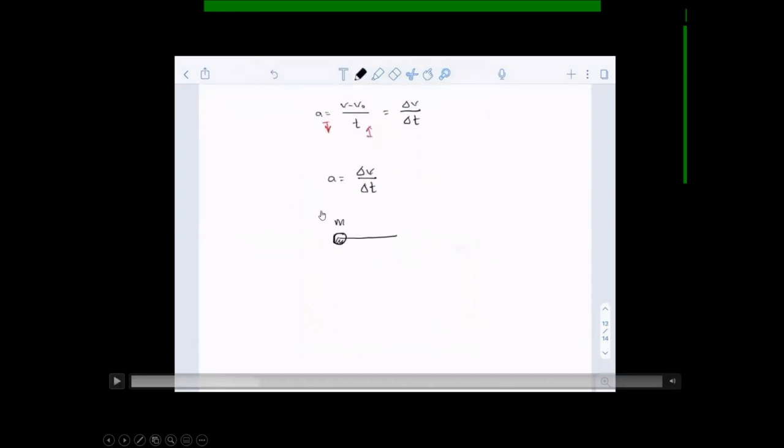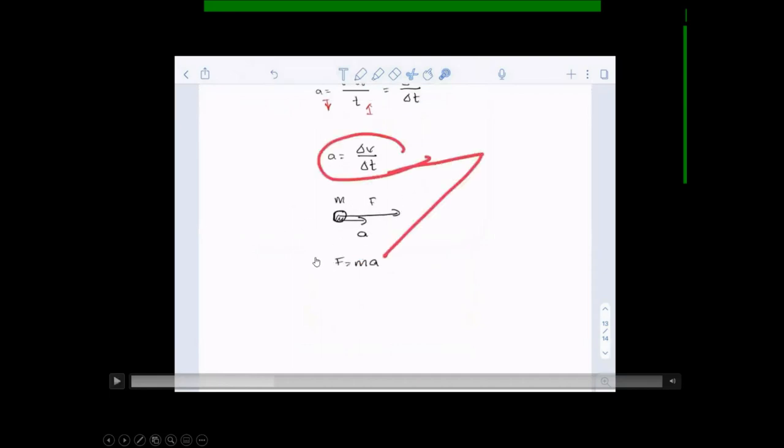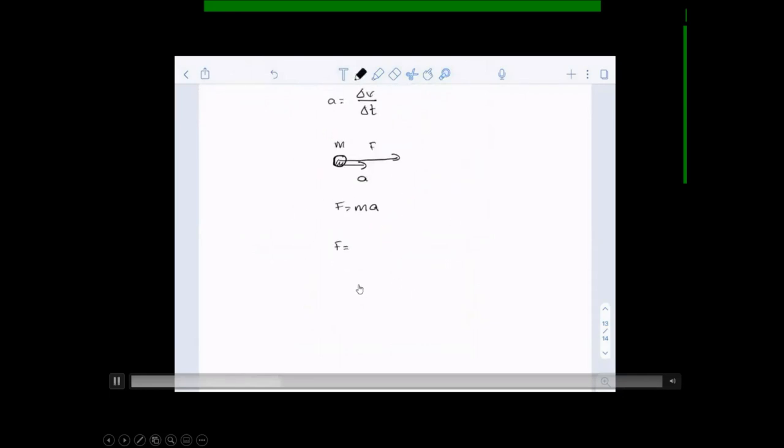So the next question is, what causes it? Newton's second law says external force. External force is what causes acceleration. So in the absence of an external force, no change in velocity, no acceleration. In the presence of an external force, there's gotta be acceleration.